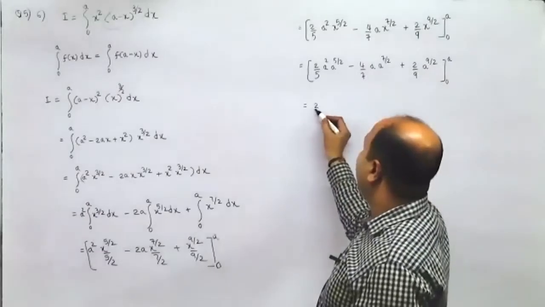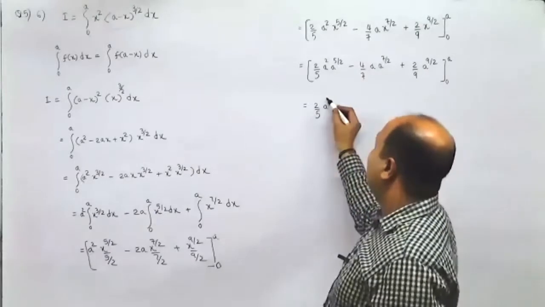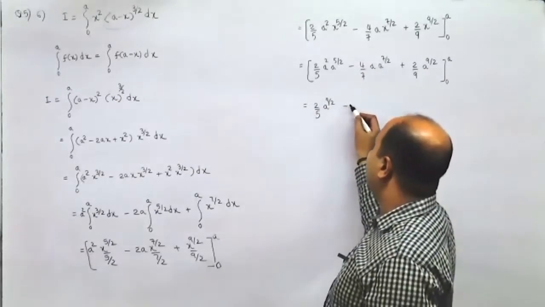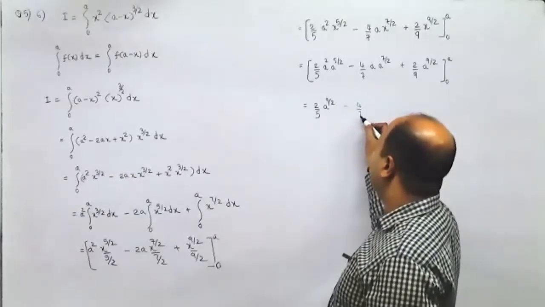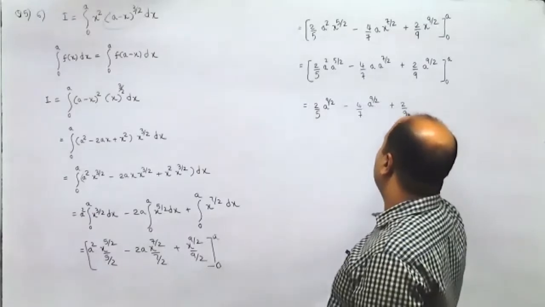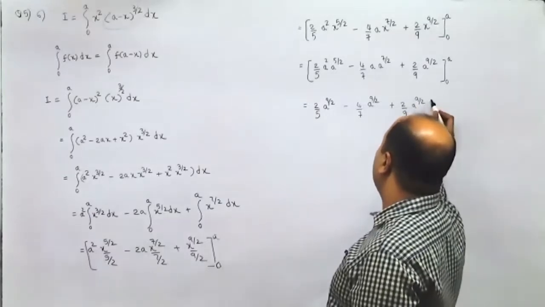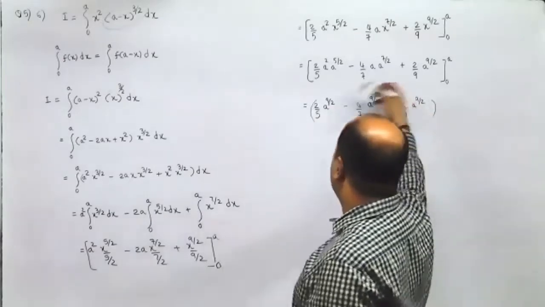So this would be 2 by 5 into a raised to 2 plus 5 by 2, which is 4 plus 5, 9 by 2, minus 4 by 7 into a raised to 9 by 2, plus 2 by 9 into a raised to 9 by 2, when you apply the limit.